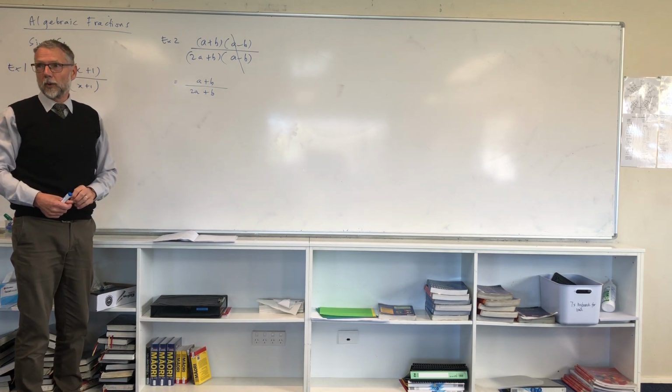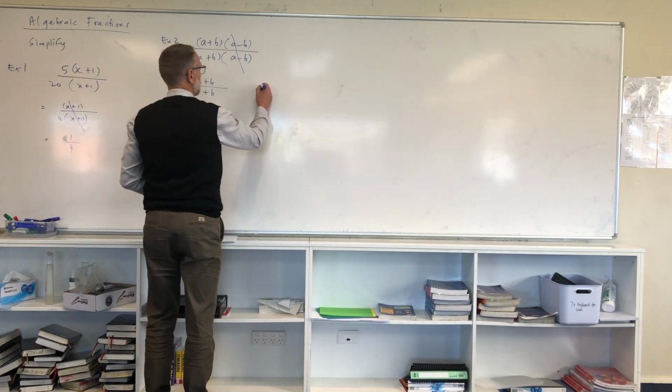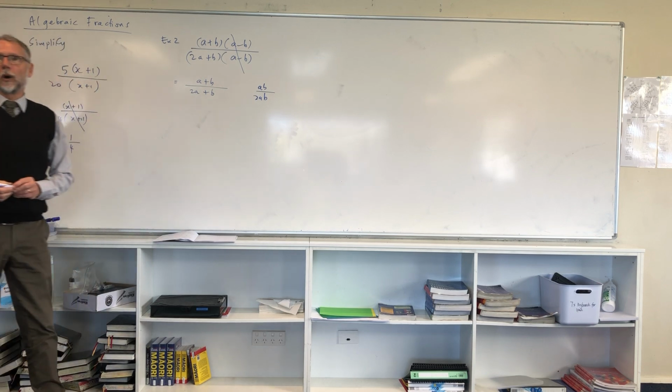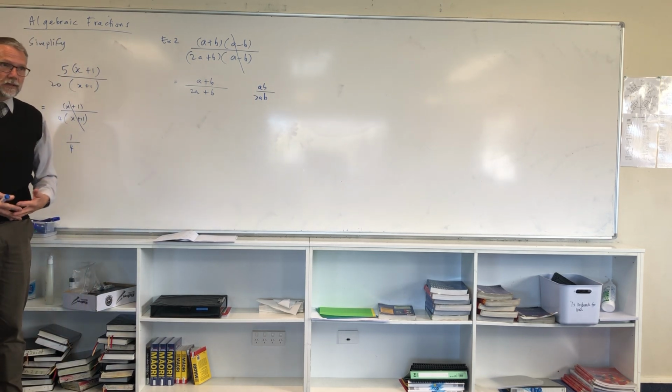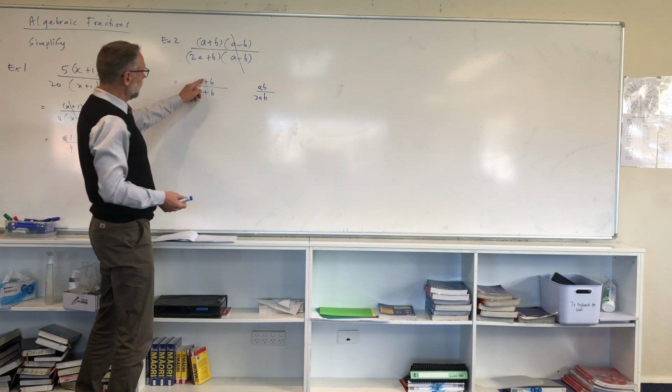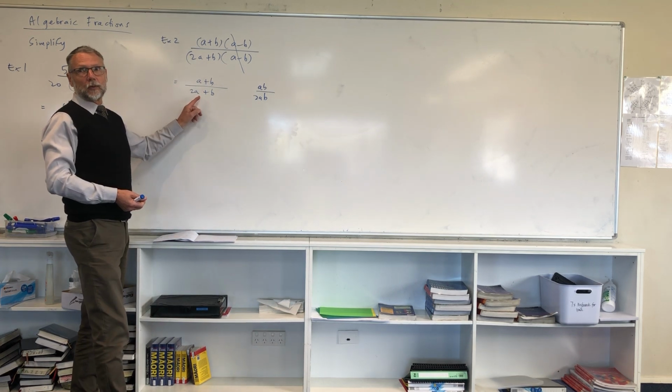But you'd be wrong. It only works if I've got ab and 2ab, because they are being multiplied. When things are multiplied, when they are factors, then we can cancel them out. This we can't. It just does not work. You can try it.